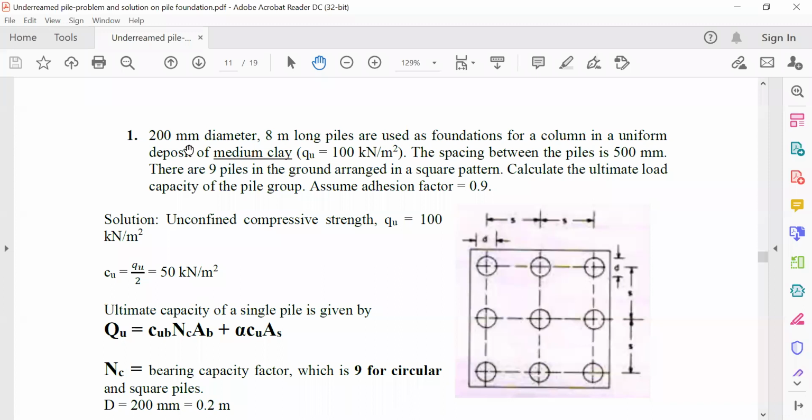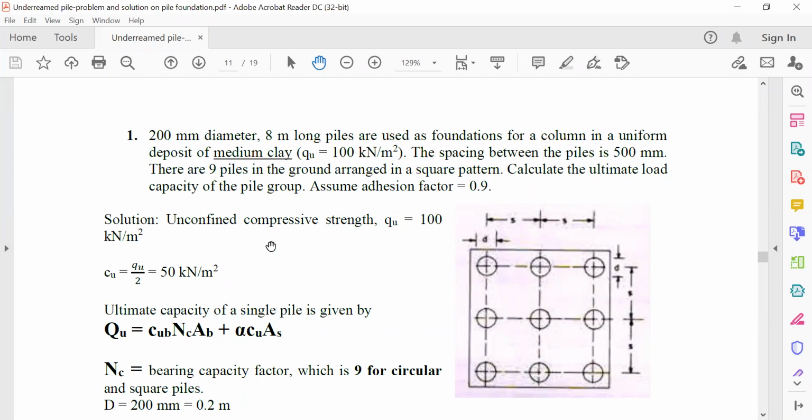See, the first numerical: 200 mm dia, 8 meter long piles are used as foundation for a column in a uniform deposit of medium clay. Here the type of soil is given, clay is written there, and the UCS, the unconfined compressive strength, is also given. The spacing between the piles is 500 millimeter, and there are 9 piles in the group arranged in a square pattern. Calculate the ultimate load capacity of the pile group, assuming adhesion factor alpha equal to 0.9.